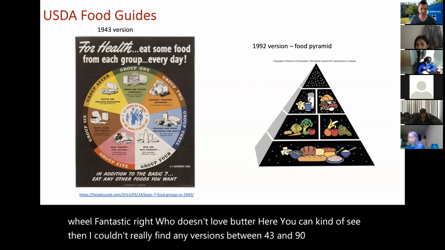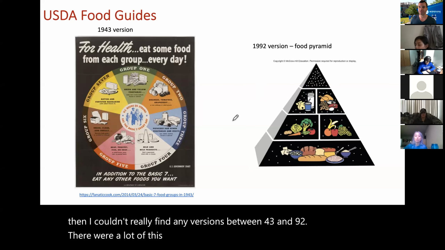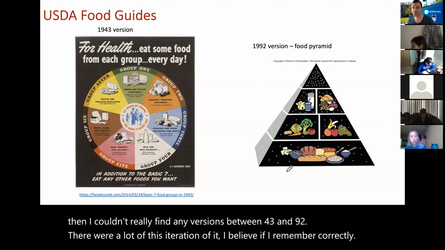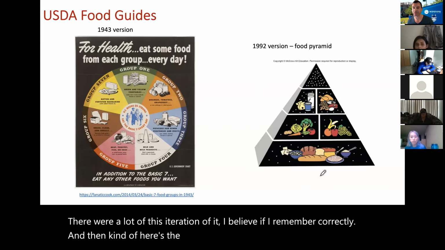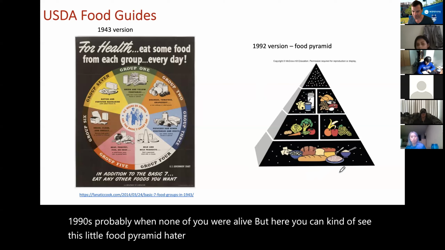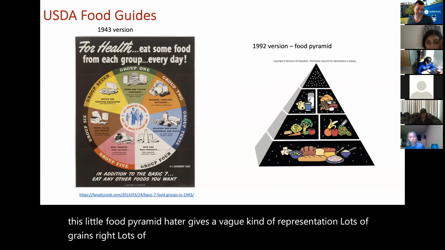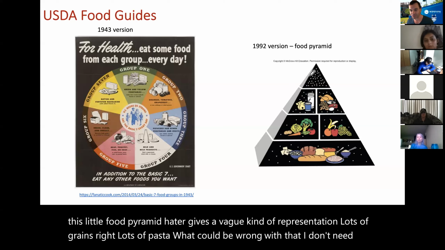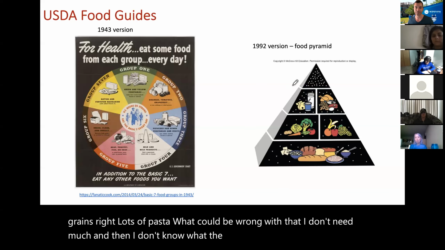There was a lot of this iteration of it, I believe, if I remember correctly. And then here's the one that they started putting out in the 1990s, probably when none of you were alive. But here you can see this little food pyramid. It gives a vague representation, lots of grains, right? Lots of pasta. What could be wrong with that? I don't need much, and then I don't know what this must represent up here.